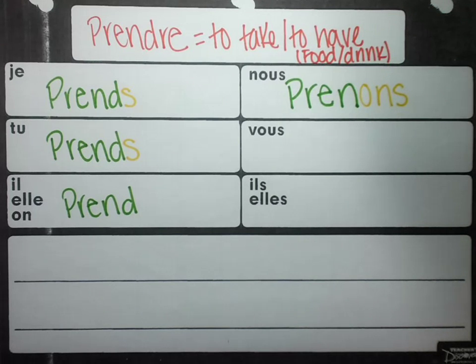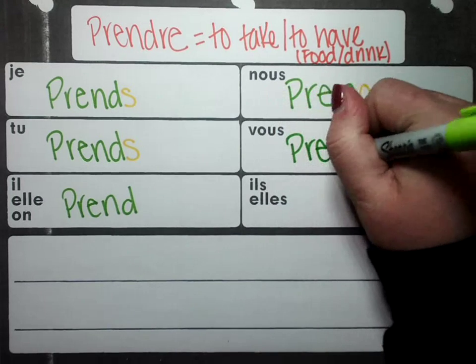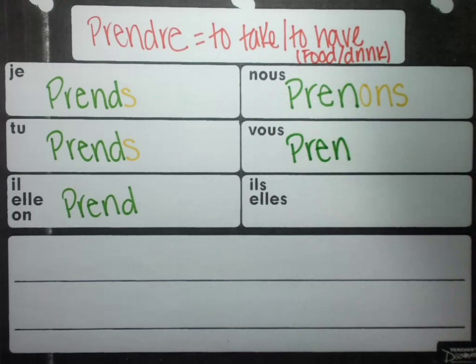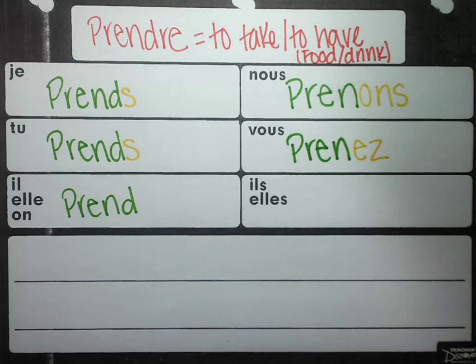So prenons. For vous, we're going to do the same thing. Drop Dre and bring our stem down. And then we're going to add our normal ending onto the N, EZ. Easy, because vous is so easy.